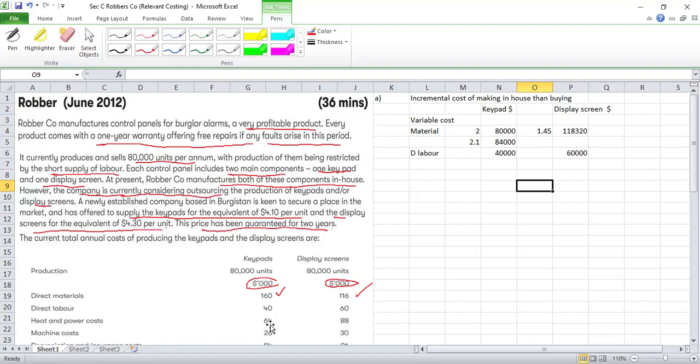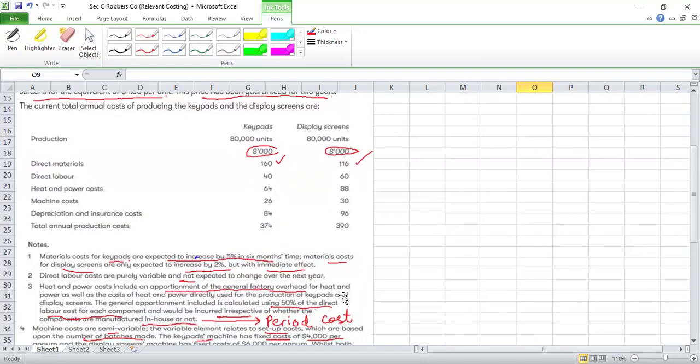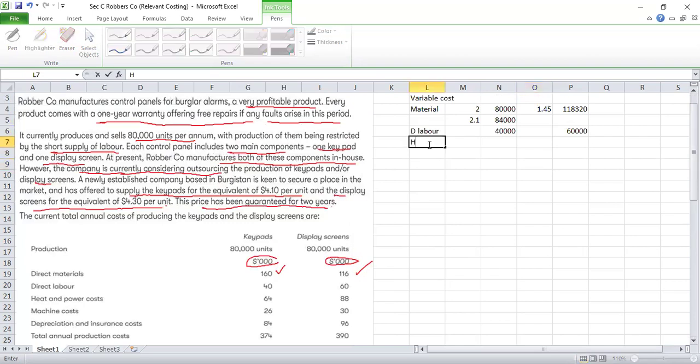For heat and power, he is saying that there is a proportion of fixed amount as well. So how much fixed amount we have? A portion of general factory overheads and the heat and power directly used for production, 50% of the direct labor cost of each component, would be incurred irrespective of whether the component is manufactured in-house or not. So it means half of the labor cost is the fixed cost. Remaining is variable.